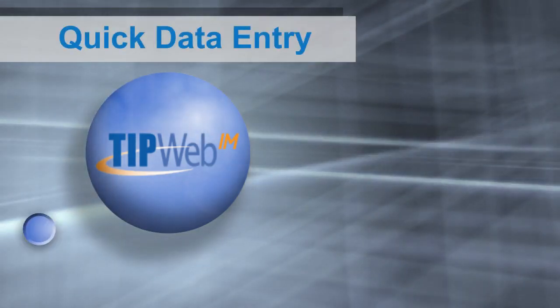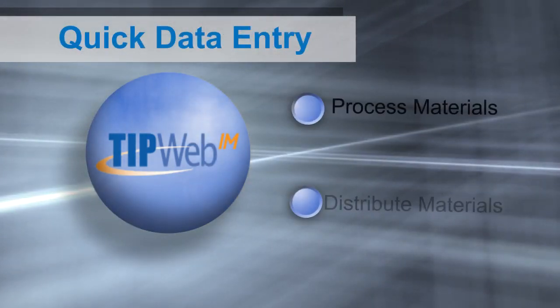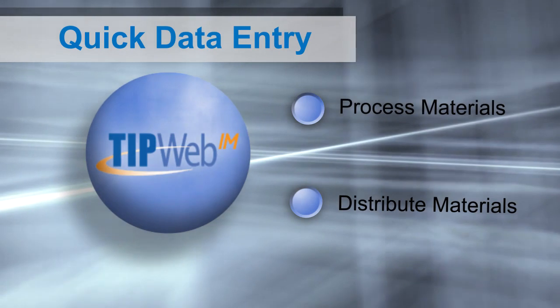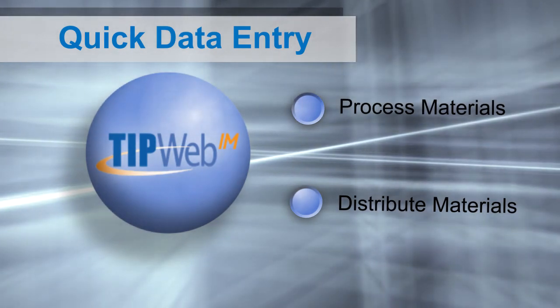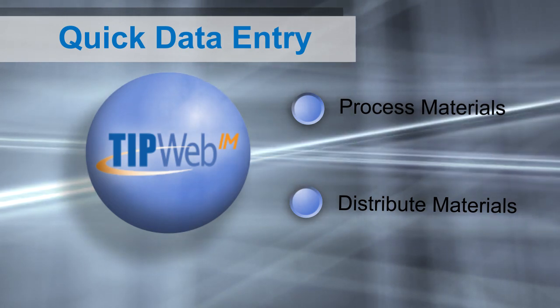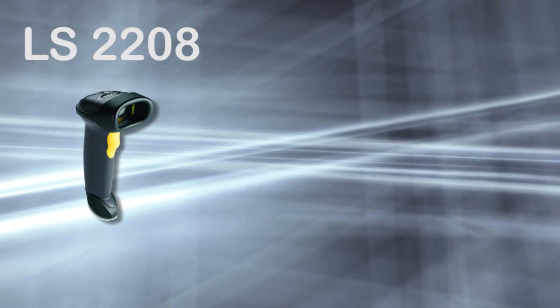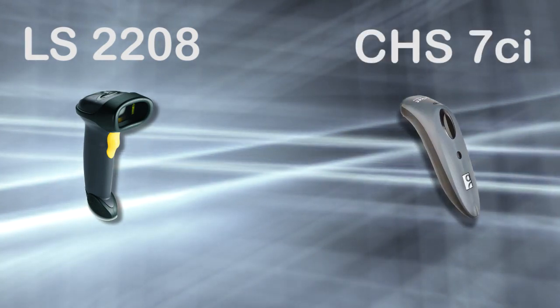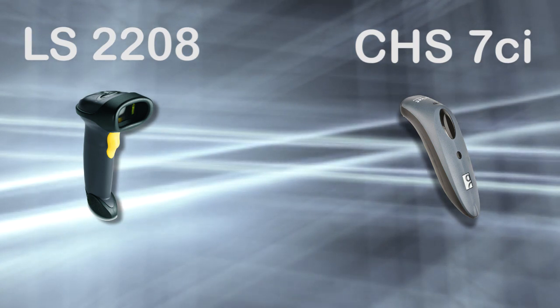Welcome to the step-by-step instructions for Quick Data Entry. Quick Entry allows you to quickly process and distribute large quantities of material. Quick Entry works best when using barcodes in a scanner, such as a USB Symbol LS2208 or a Bluetooth-enabled Socket CHS 7Ci. Scanners allow data to be read quickly and accurately.